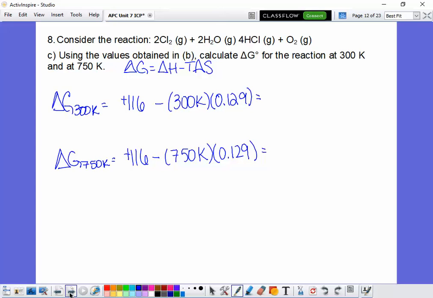Maybe it's as simple as you forgot to convert one of your H or S to the same unit. Or maybe you used temperature in Celsius if it was given to you in Celsius. Or maybe you accidentally added here instead of subtracting. So just try to figure out what your mistake is, but that should be a red flag that you've done something wrong based on your prediction. What do you get as your delta G at 300?